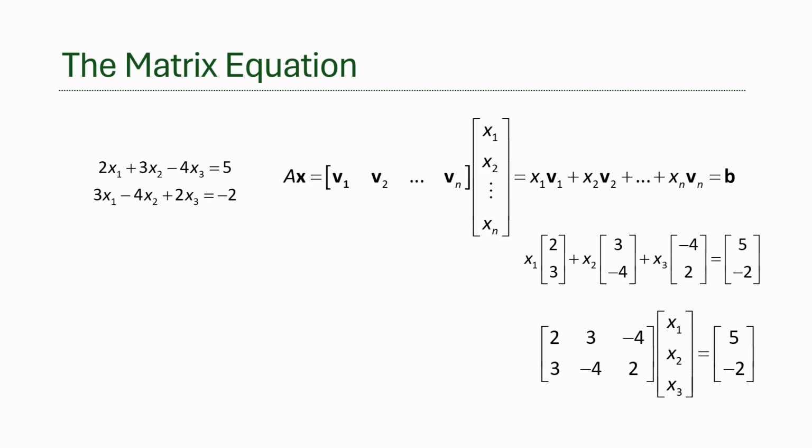Hopefully now you see how we have a method for going from a system of linear equations to a matrix equation. One thing I do want to highlight before we formalize this on the next slide: remember that the A matrix is not the augmented matrix of the system. It's just the coefficient matrix, because the constant terms, the 5 and -2, are on the other side of the equal sign.